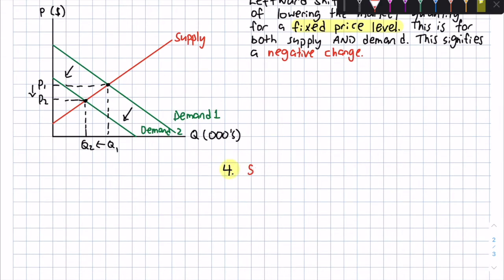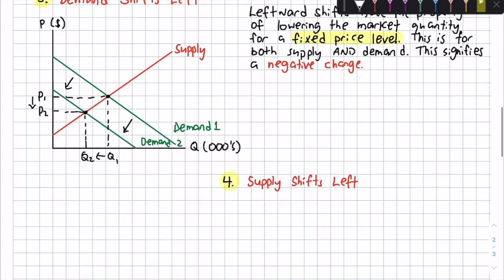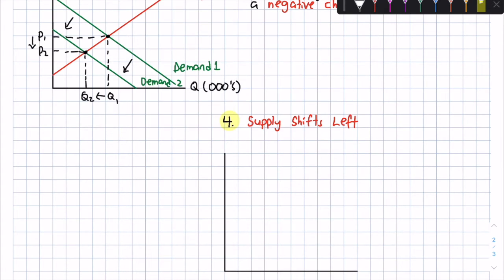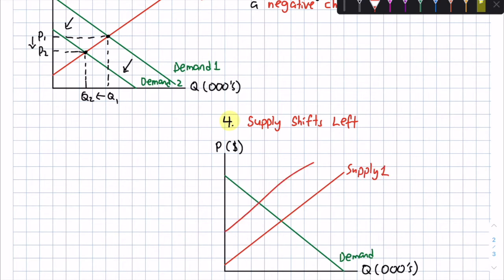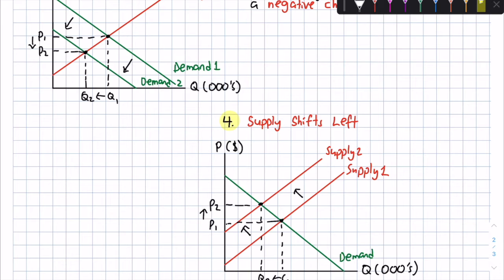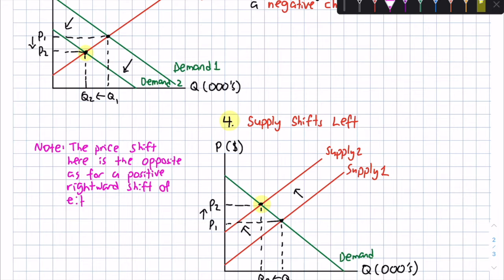And finally, we can look at when the supply shifts to the left. And this looks like a shift upward and to the left for the supply curve here. So again, the equilibrium has a lower quantity, as it did with the left shift of the demand curve, but a higher price, which is the inverse of the demand curve. And the price shift here is the opposite as for a positive rightward shift of either curve. So you can go back and look at those as well.